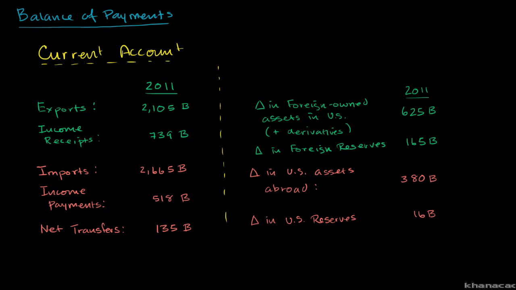In the next video, we will talk about the capital account, which focuses on transfers or payments that are due to changes in ownership of assets. And we'll see how they all balance out, either in the next video or maybe the video after that. But let's first focus on the current account. So in green, I've had all the reasons why the U.S. got payments from the rest of the world in 2011.